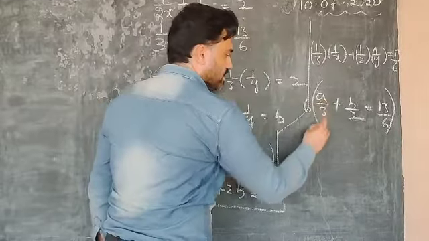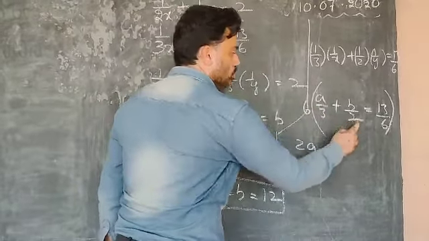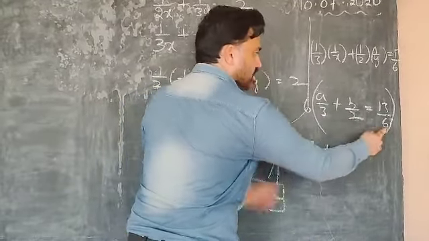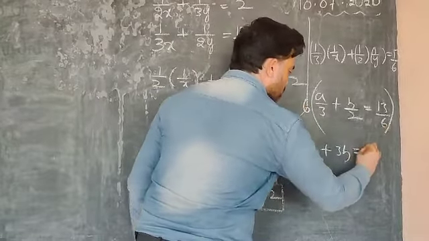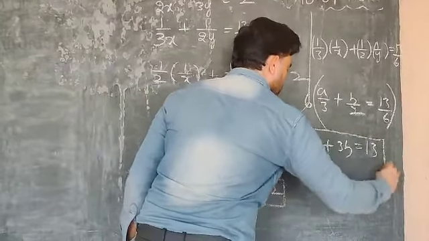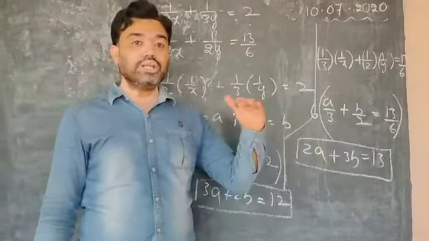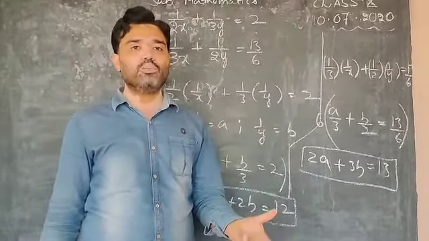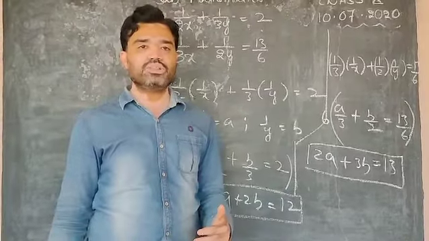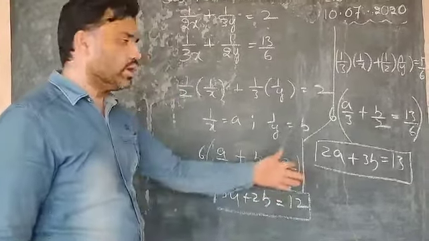3 2s are 6, means 2a. 2 3s are 6, 3b. The 6s get cancelled, means that is equal to 13. See, both are now converted into linear equations in two variables. We can solve by elimination method or substitution method. Any one method you can follow.